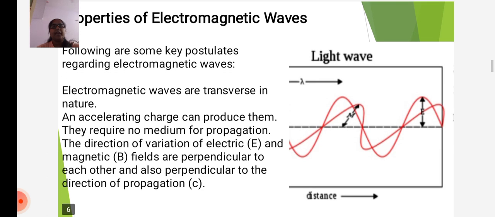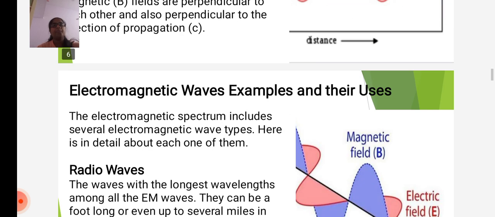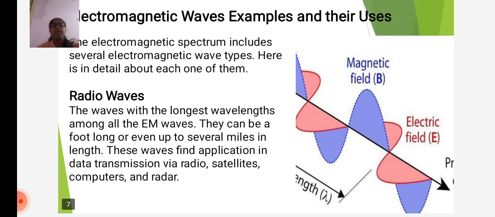Properties of electromagnetic waves. Following are some key postulates regarding electromagnetic waves. Electromagnetic waves are transverse in nature. An accelerating charge can produce them. They require no medium for propagation. The directions of variation of the electric and magnetic fields are perpendicular to each other and are perpendicular to the direction of propagation.